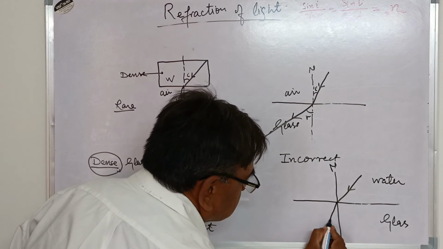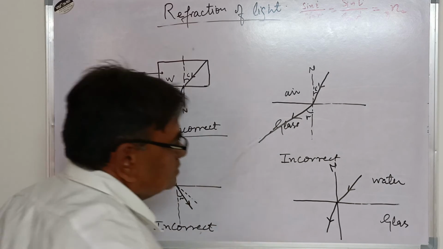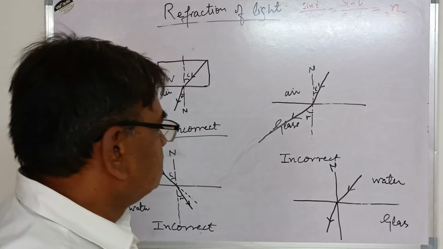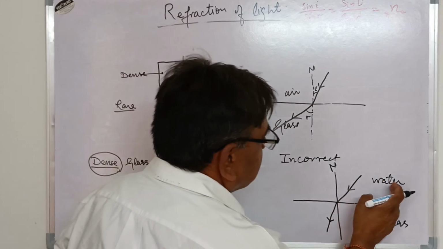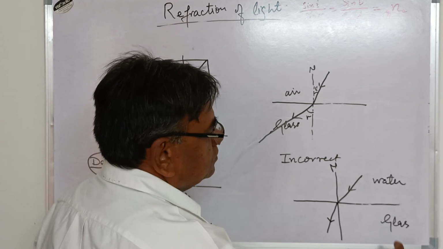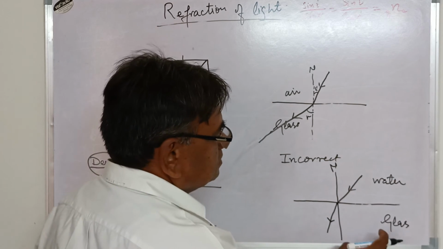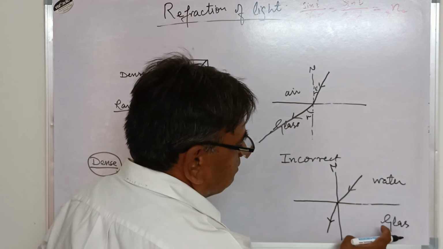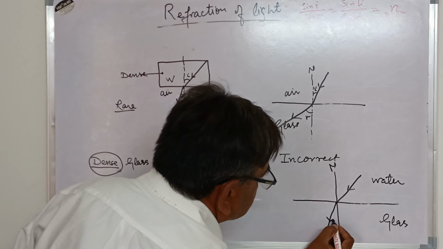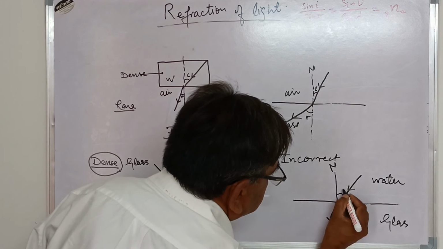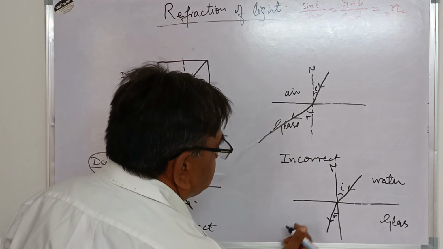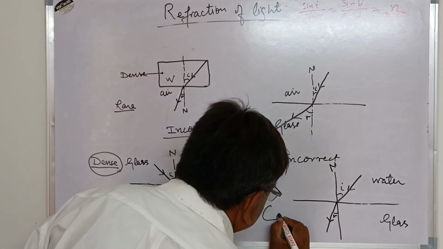It bends towards the normal. It is given; whether it is true or false. Naturally, if you compare, this is the rare medium and this is glass, and glass is denser. So for this pair of mediums, the first one is rare and the second one is dense. So it is the correct figure. It bends towards the normal, and I is greater than R. So it is correct.